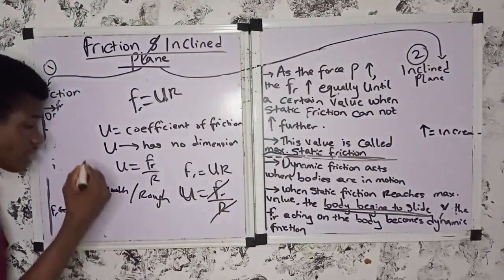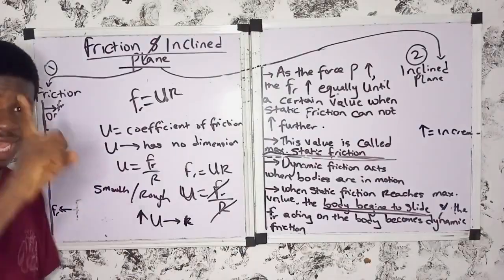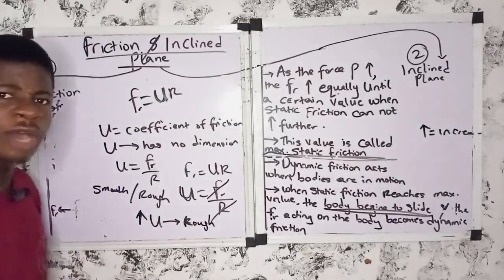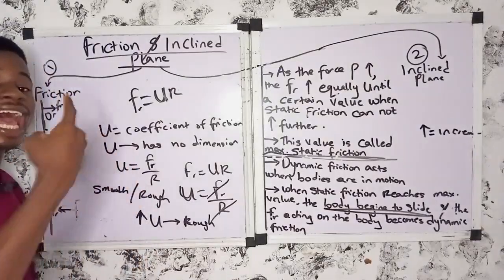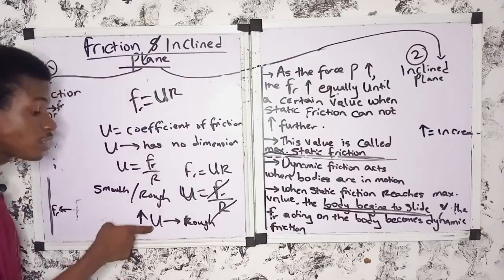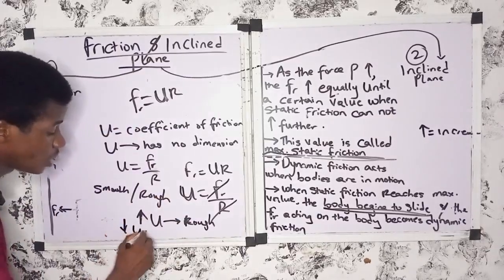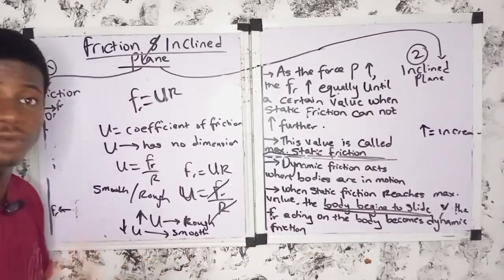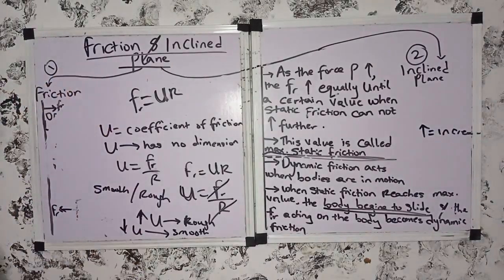Now, a high coefficient of friction means that the surface is rough. Remember, when a surface is rough, that surface usually has high friction. So the higher the coefficient of friction, the higher the friction in that surface. Then a low coefficient of friction tells you that the surface is usually smooth, meaning that the surface does not have much friction. Okay, so this is all you need to know about friction.